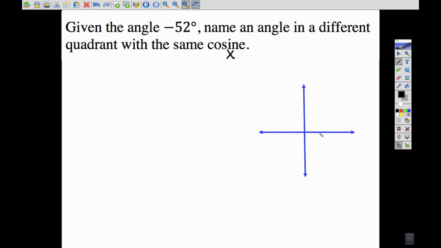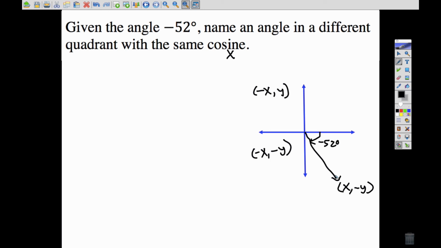So if I'm at negative 52 degrees, that means I'm going this way for negative 52 degrees. So that puts me down here in the fourth quadrant. And in the fourth quadrant, we have positive x's and we have negative y's. So if I want the same cosine, that's the same x value, I have to have a positive x. The only place that that's happening is in the first quadrant. Both of these have negative x. This is negative x positive y. This is negative x negative y. So these quadrants aren't going to work. So it has to be up here.